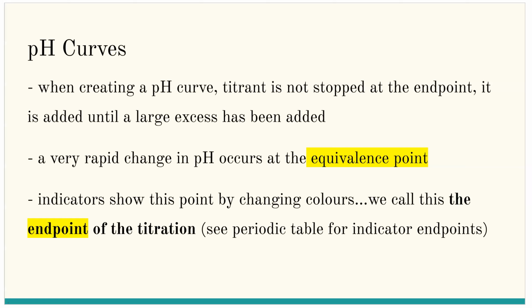A very rapid change in pH occurs at the equivalence point. The equivalence point is when there is equal amounts of acid and base. Indicators show this point by changing colors, and we call this the endpoint of a titration because that was where we would typically stop our titration. The endpoint is when we have a color change.